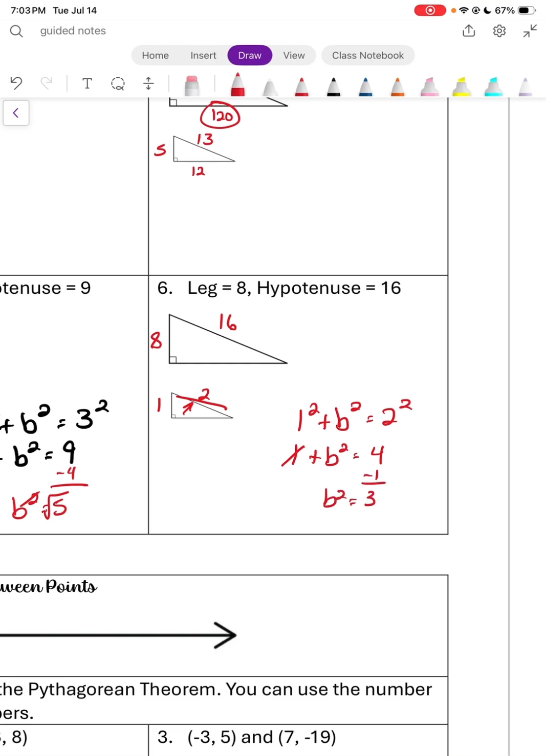To get rid of a square, we square root. It's the same set of steps over and over. So therefore, my missing side is root 3. Since I divided by 8, I will now take that answer and multiply by 8. Remember, you can't multiply a whole number times a radical. We're going to leave them separate. My final answer is 8 root 3.